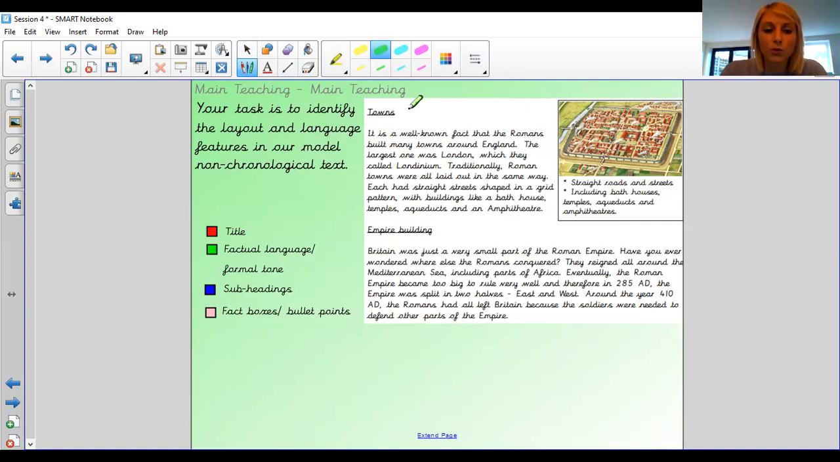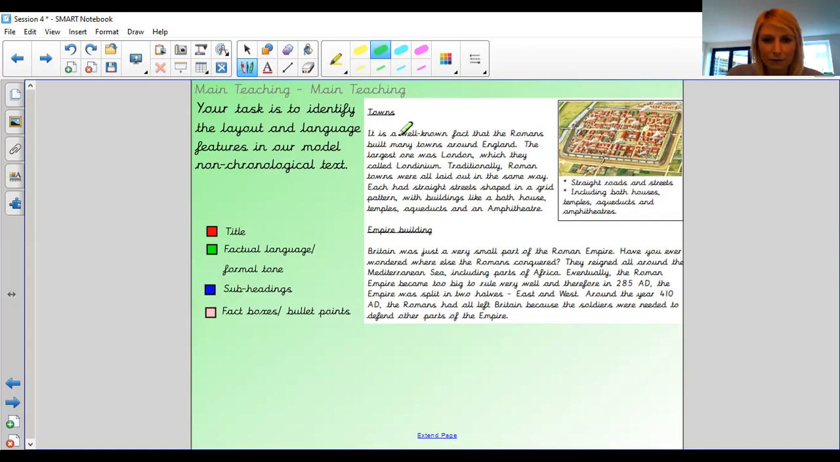We're looking for factual language and formal tone. So we need to read really carefully. I'll read it through now. Listen to see if you can spot some factual language about the Romans. Towns. It is a well-known fact that the Romans built many towns around England. The largest one was London, which they called Londinium. Traditionally, Roman towns were all laid out in the same way. Each had straight streets shaped in a grid pattern with buildings like a bathhouse, temples, aqueducts, and an amphitheatre.